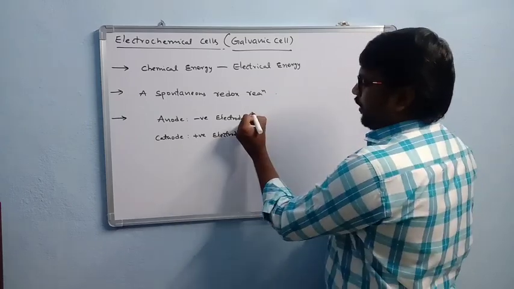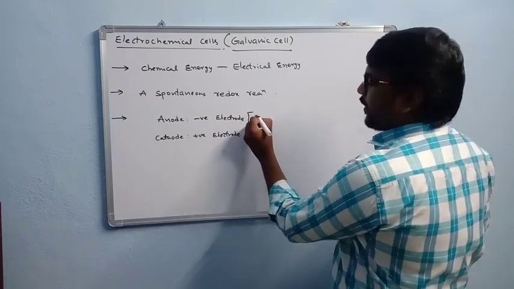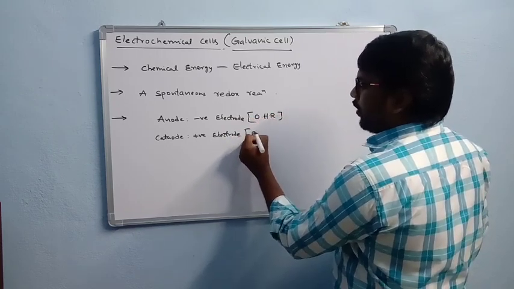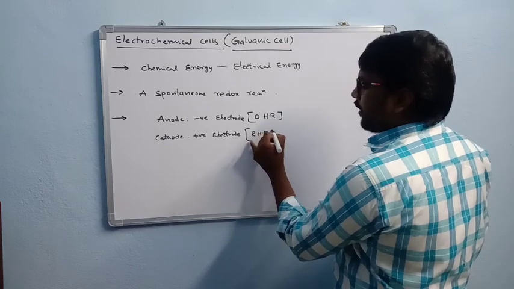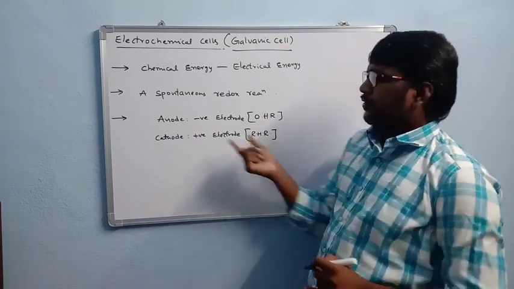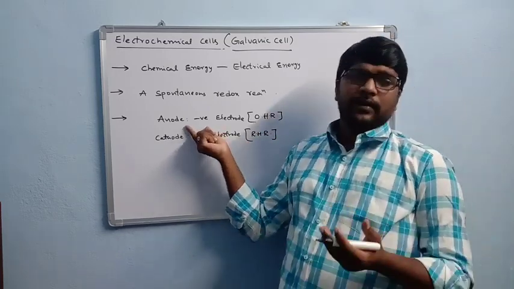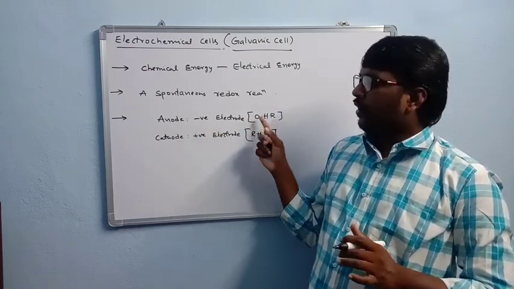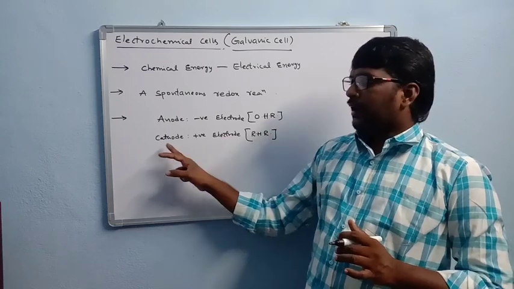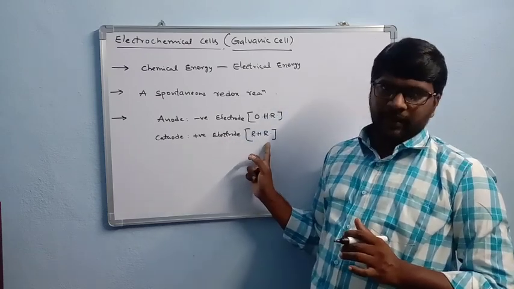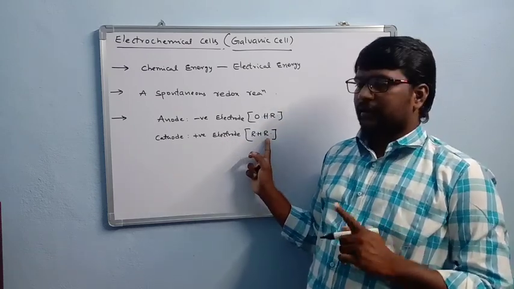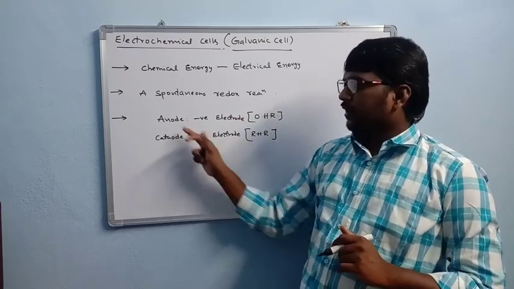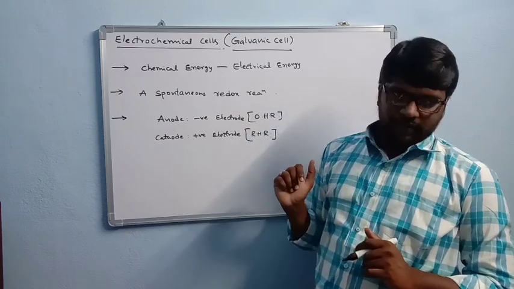Now you see, at the anode the reaction that takes place is oxidation, and at the cathode the reaction that takes place is reduction. At the anode, release of electrons takes place. So in a reaction, if electrons are released, it is called oxidation, and at the cathode the electrons are gained. If electrons are gained, it is called reduction. So at the cathode reduction, at the anode oxidation takes place.